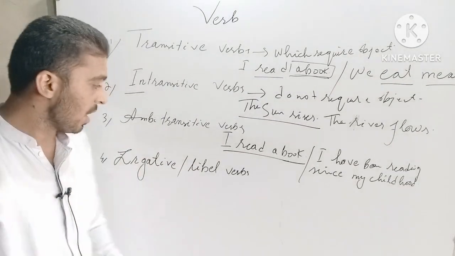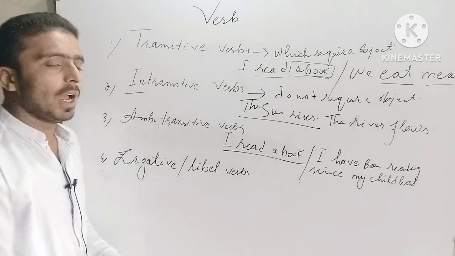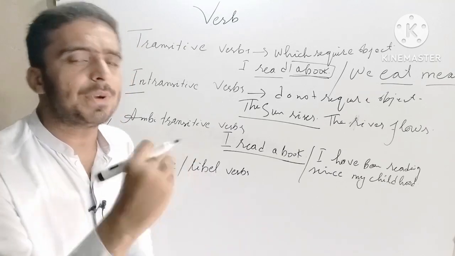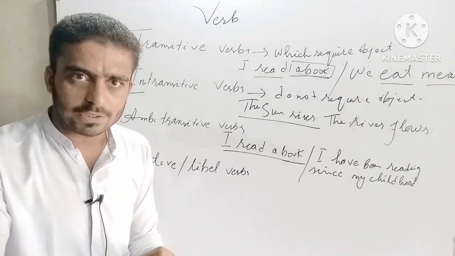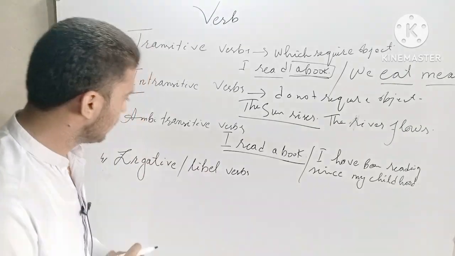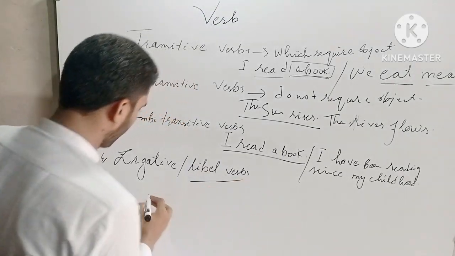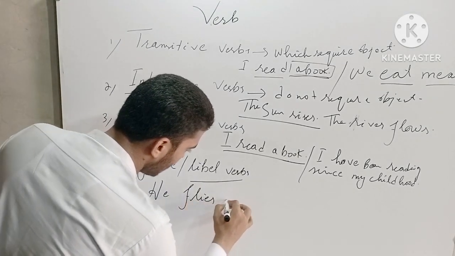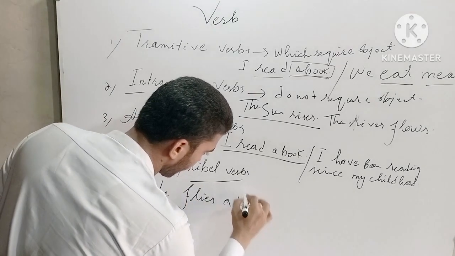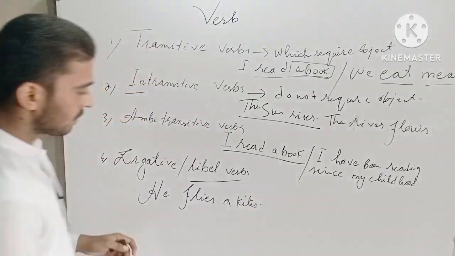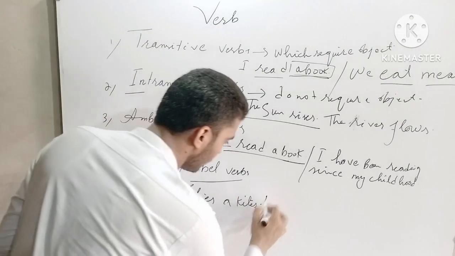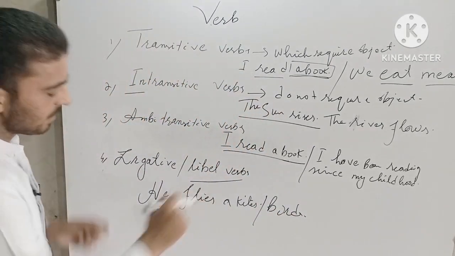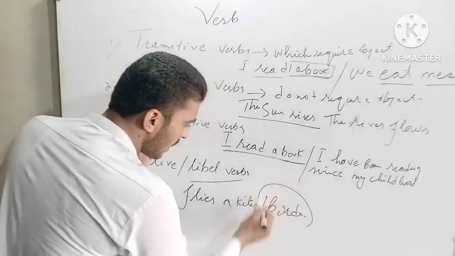Here you have to know something. Ergative verbs are those verbs whose object can be the subject of an intransitive verb. You can see that he flies a kite. He flies kites, or he flies birds. You can notice this object, birds.